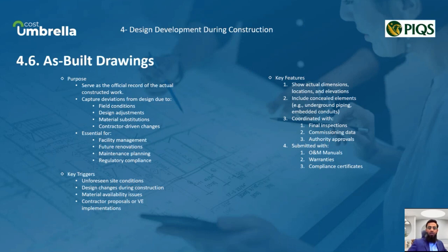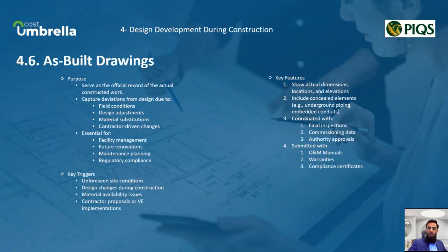The last stage for this phase is the as-built drawing. As-built drawings are the final documentation of what was actually constructed on site. They are prepared by the contractors and capture all the changes made during construction, whether due to site conditions, design revisions, or coordination issues.